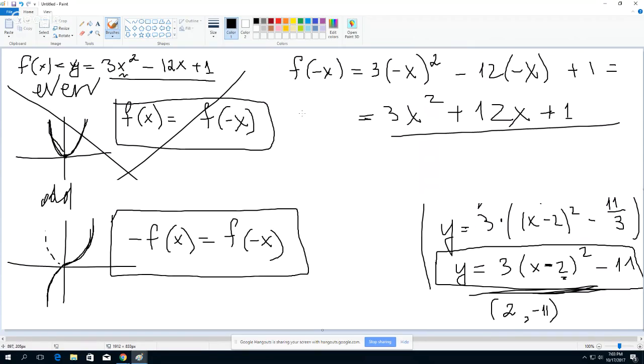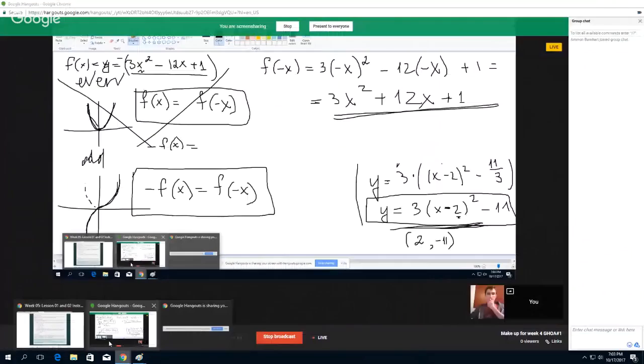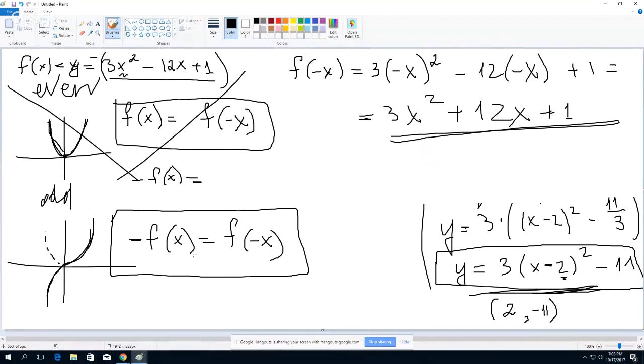We have f of minus x here. Now let's figure out minus f of x. You just need to put a minus sign in front and then open the parentheses. So that makes the whole function negative? Yes. We just need to put a negative sign in front of our function. So it would be negative 3x squared. Negative times negative is just positive. And then negative times positive is negative.